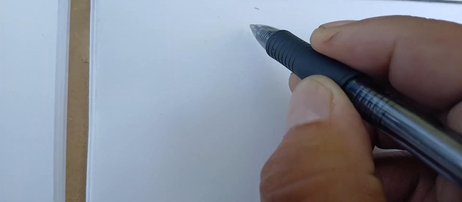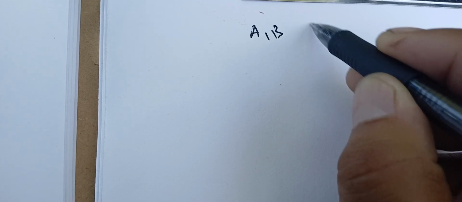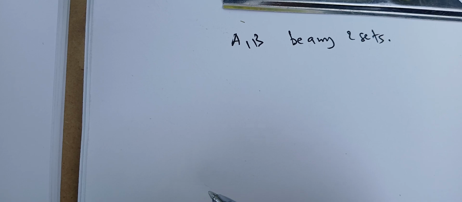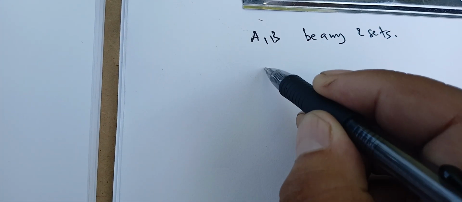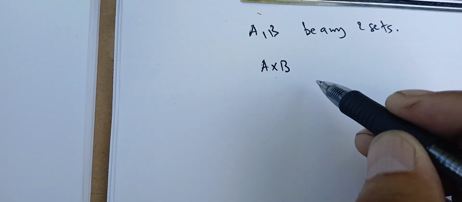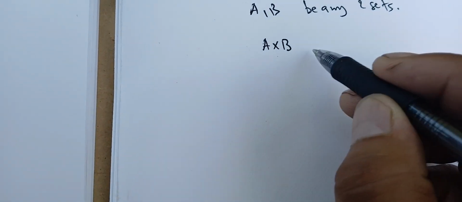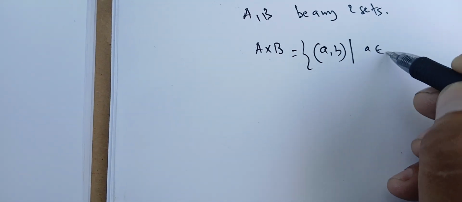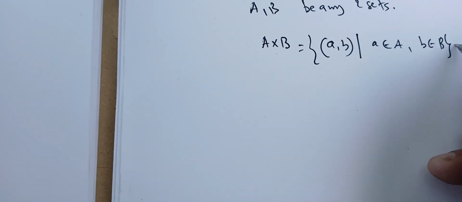In this video, we're going to try to define the Cartesian product of two sets. Let A and B be any two sets. We define a set as a collection of objects, but for us, we think of A as some set of numbers. We define the Cartesian product, which we denote by A cross B, as the set of ordered pairs (a, b) where a is in A and b is in B.